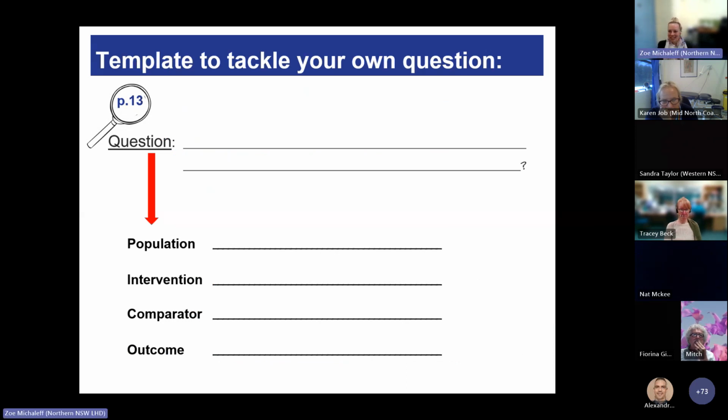I know as clinicians, you have lots of amazing questions running around your head every day. So in the workbook, which has been in the emails, and have a look in the chat as well if you haven't been able to access the workbook. On page 13 of the workbook, there are some templates to get you writing down your clinical questions, and then thinking about whether they include the relevant elements of the PICCO framework.